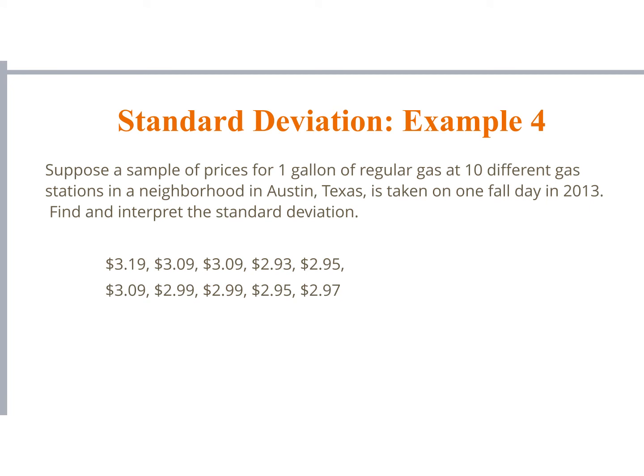So in this example, I'm going to show you how to manually calculate standard deviation. Of course, you could do this in computer software, but you still have to be able to interpret and understand what you're calculating. So here we go. Suppose a sample of prices for 1 gallon of regular gas at 10 different gas stations, same example, is shown here. So here's all the same 10 values of those gas stations. And now we're going to find the standard deviation.